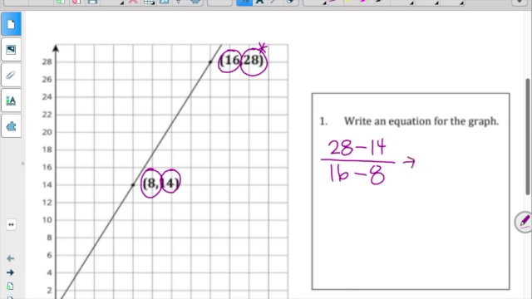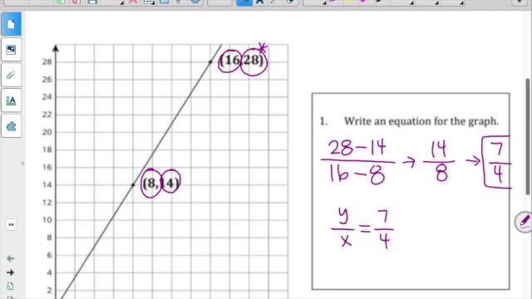And remember, this is our slope. So our numerator is 28 minus 14, which is 14. And our denominator is 16 minus 8, which is 8, which we can still simplify. Cut both of those in half. Half of 14, or divide by 2, is 7, and half of 8 is 4. So our slope is 7/4. When we write our equation, we simply put y over x is equal to 7/4.